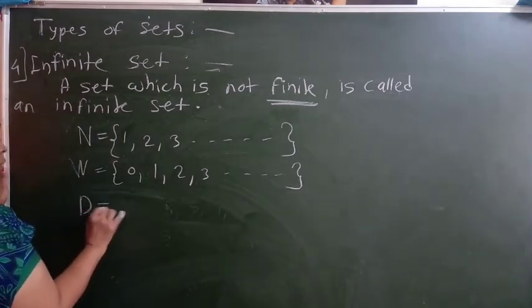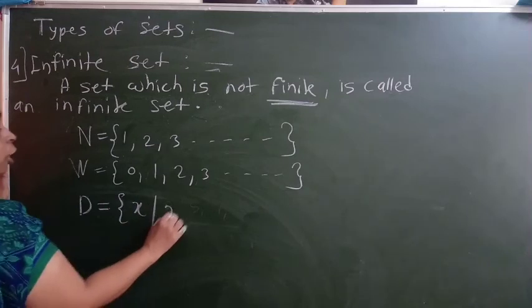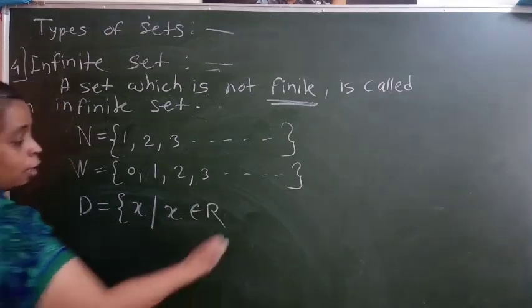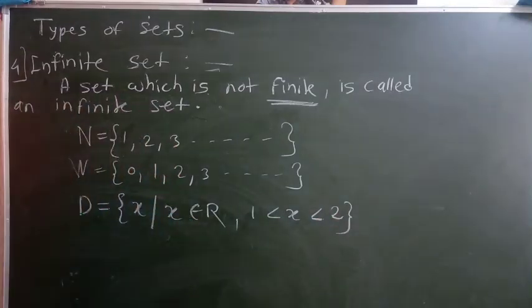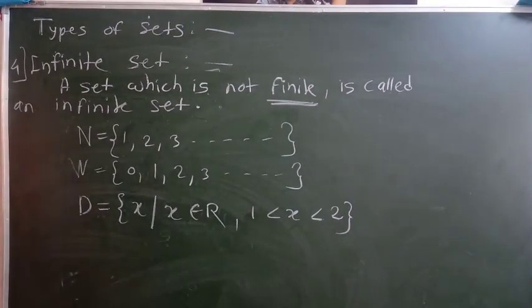Then see here, this is set D, x such that x belongs to R, 1 is less than x is less than 2. So how many numbers are between 1 and 2, which are real numbers? This is an infinite set. There are so many numbers you cannot count. So this is also an infinite set. Infinite set means you cannot count how many numbers are present in that set. So it is an infinite set.